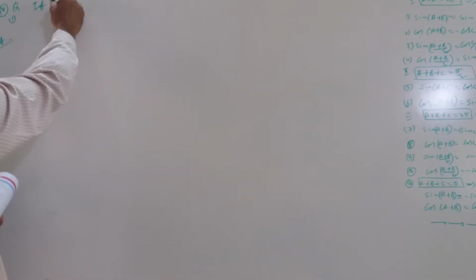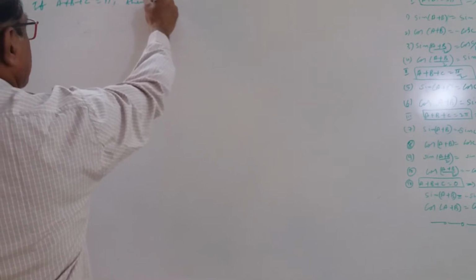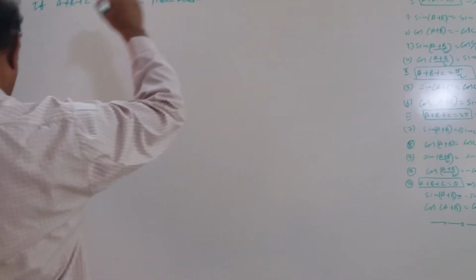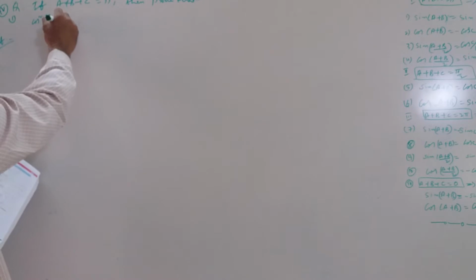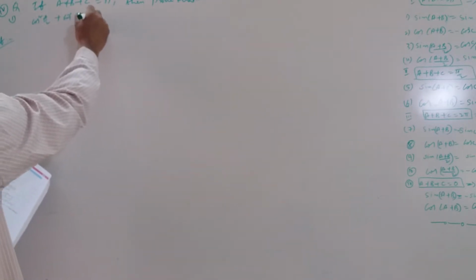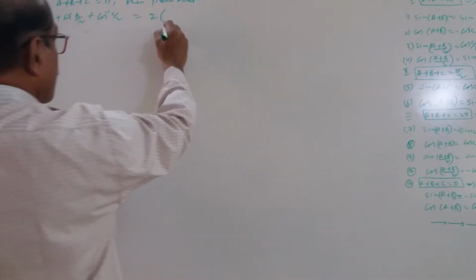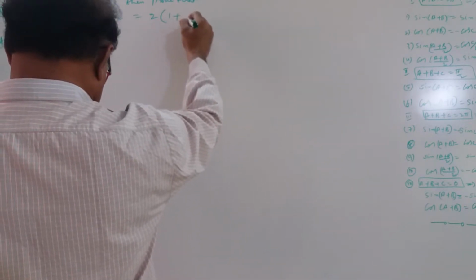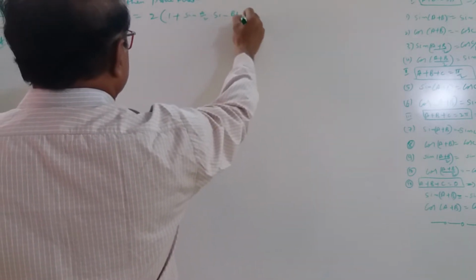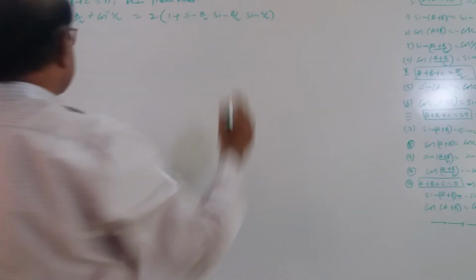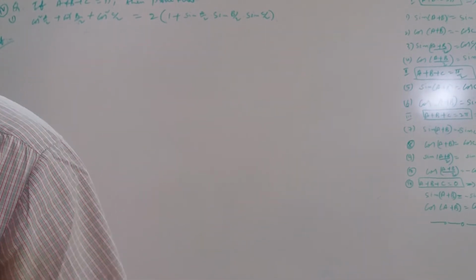Given that a plus b plus c is equal to pi, then prove that cos square a by 2 plus cos square b by 2 plus cos square c by 2 is equal to 2 into 1 plus sin a by 2 sin b by 2 sin c by 2. This much we have to prove.